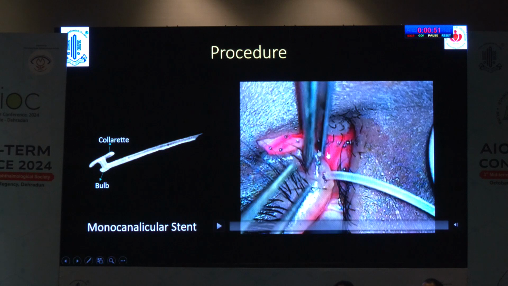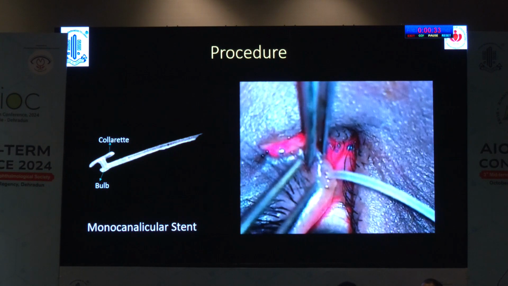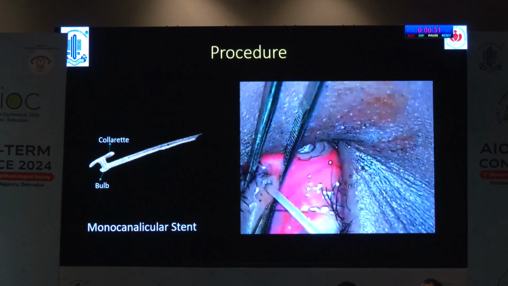Now, this is the monocanalicular stent which we use. It has a body which is 40 millimeters in length, and this one is the head. There is a bulb which will go into the ampulla of the canaliculus, and this is a collarette which will stay outside the punctum. So this is a small clip, so we have to dilate the punctum first, and then you pass the tip of this monocanalicular stent.